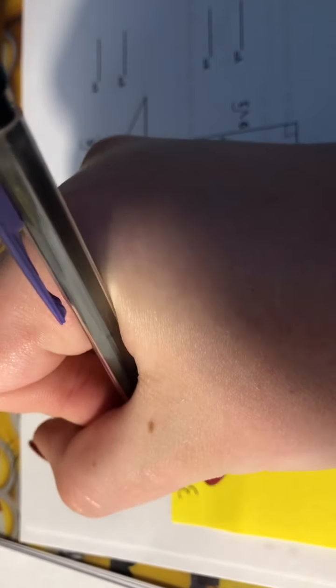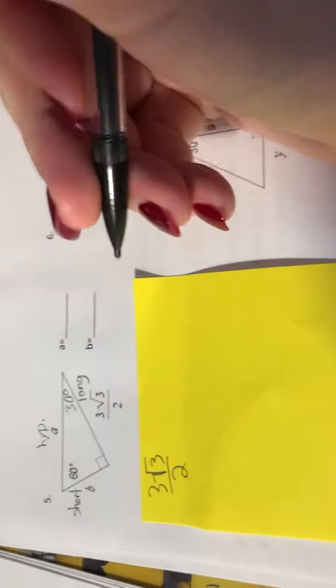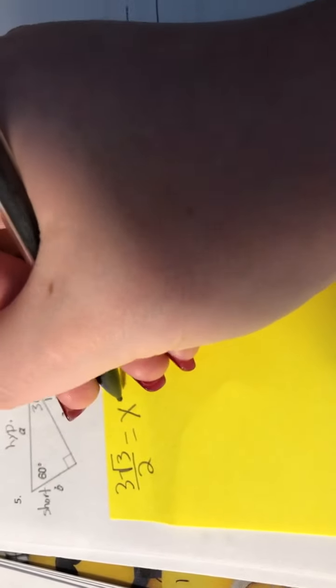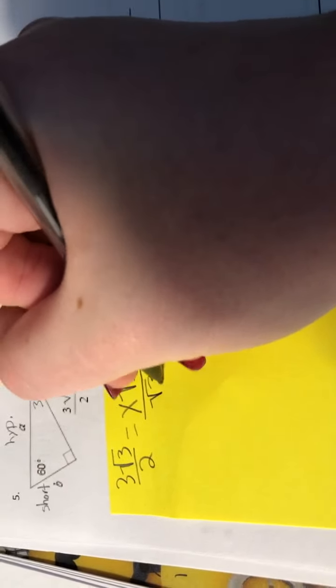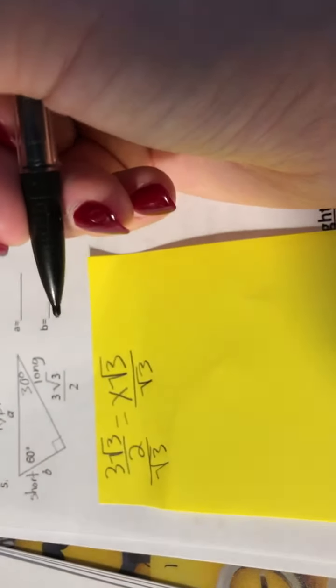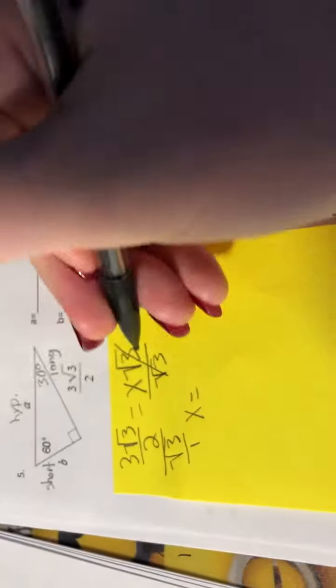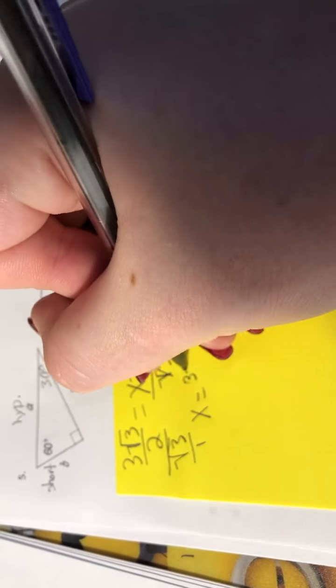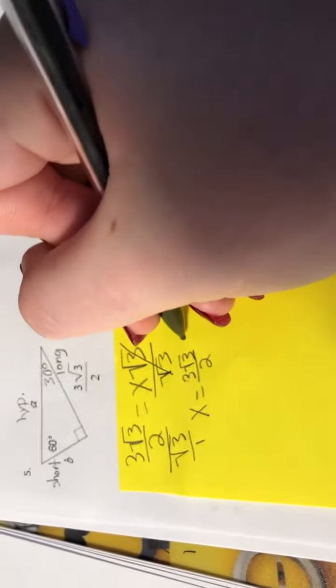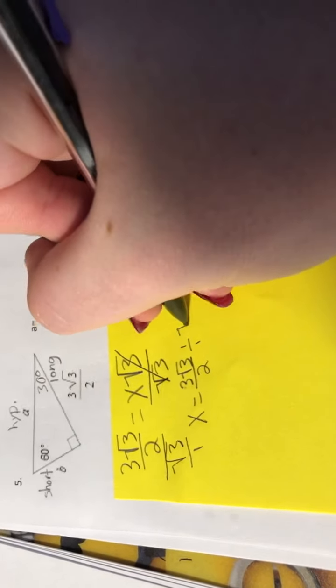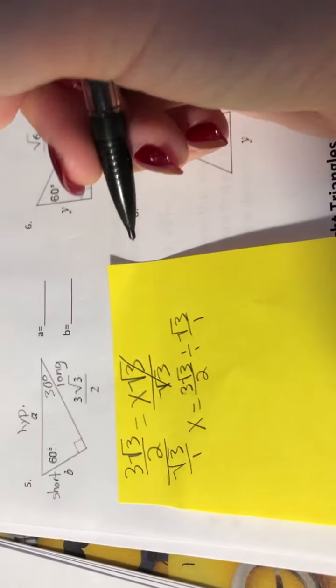So we've got 3 times the square root of 3 over 2 equals the relationship of our short side and our long side, so x times the square root of 3. We're going to get x by itself by dividing by the square root of 3. And remember, under any number is 1, so we got that 1. These cancel out, so we've got x equals 3 times the square root of 3 over 2 divided by the square root of 3 over 1.